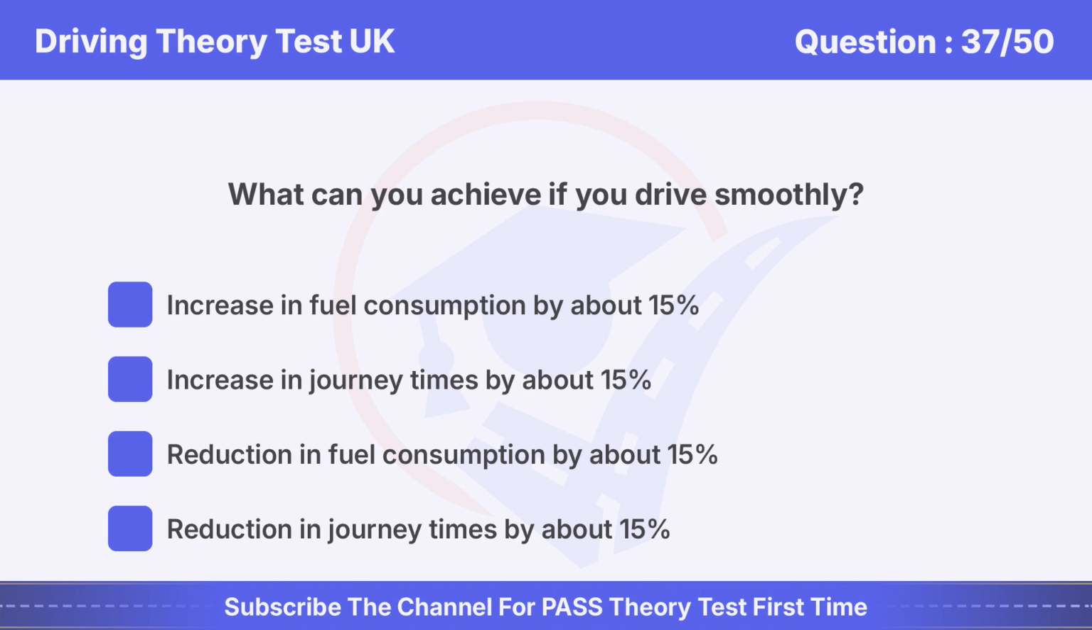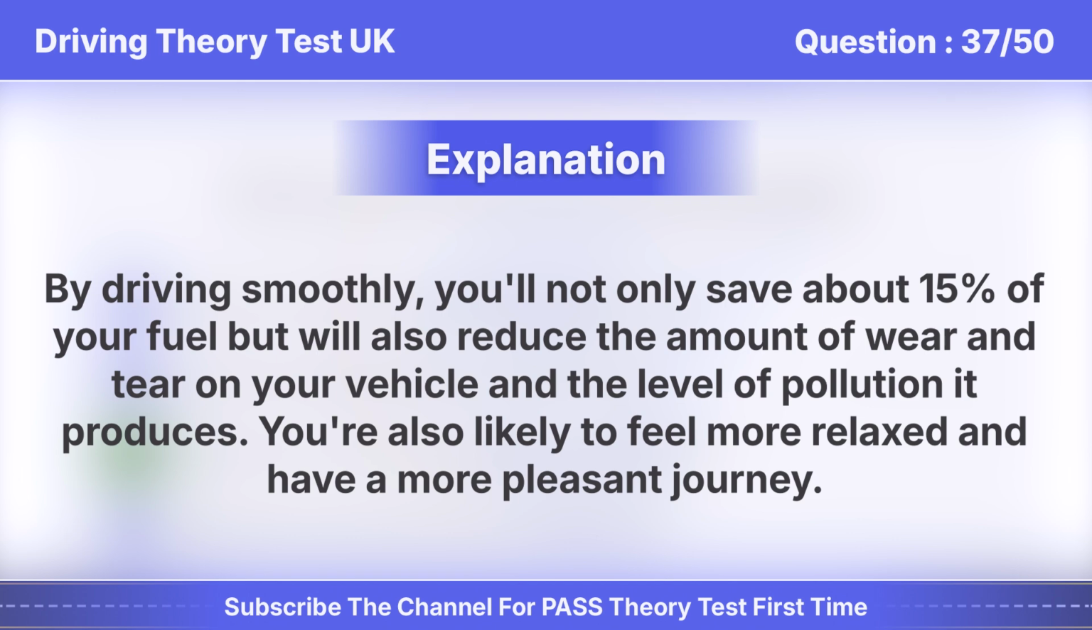Question 37. What can you achieve if you drive smoothly? Answer is C. Reduction in fuel consumption by about 15%. By driving smoothly, you'll not only save about 15% of your fuel, but will also reduce the amount of wear and tear on your vehicle and the level of pollution it produces. You're also likely to feel more relaxed and have a more pleasant journey.